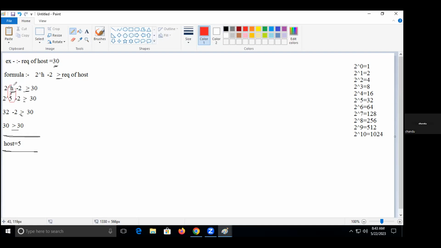The host value is 5. This you need to understand. When the requirement of hosts is 60, you get 6. And if the requirement of hosts is 6, it is 2 power 3, so 3 will be the host. If you have 12 IP addresses in one network, 2 power 4, so 4 will be the host. When you do some exercises yourself, you'll understand the easy way.